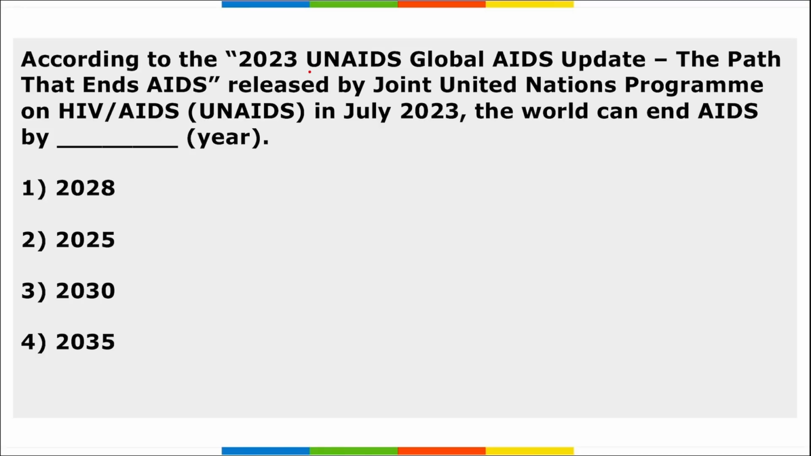Next, according to the 2023 UNAIDS Global AIDS Update, The Path That Ends AIDS, it was released by the Joint United Nations Programme on HIV/AIDS in July. The world can end AIDS by dash year.